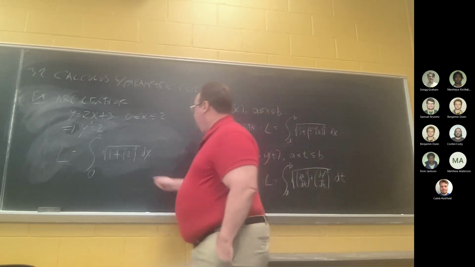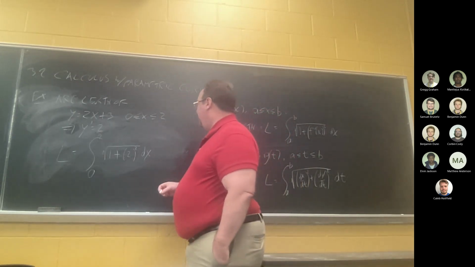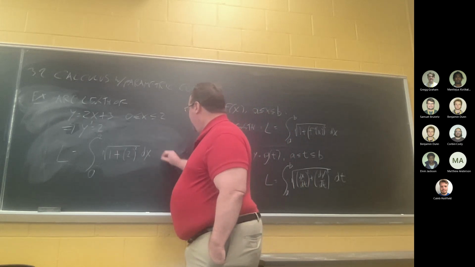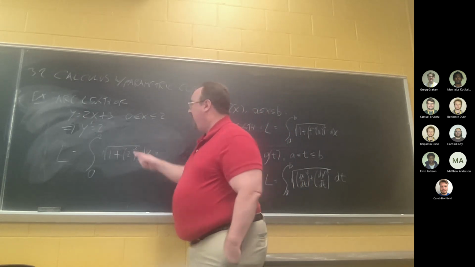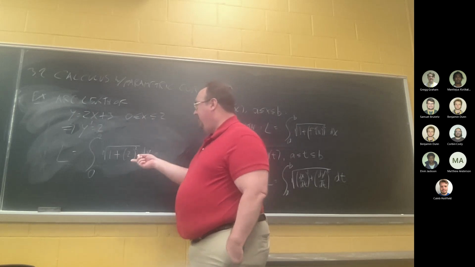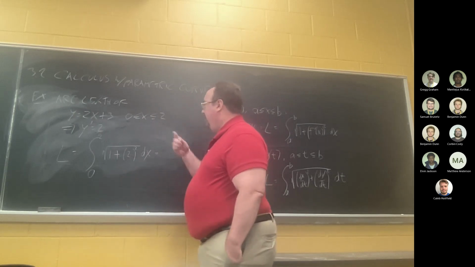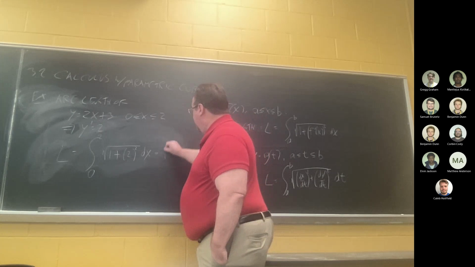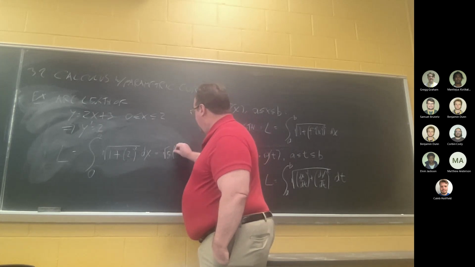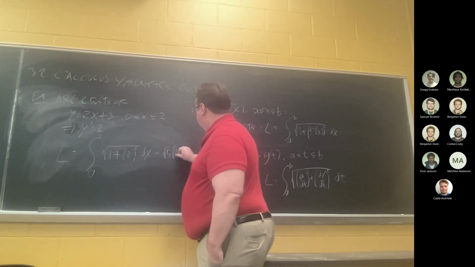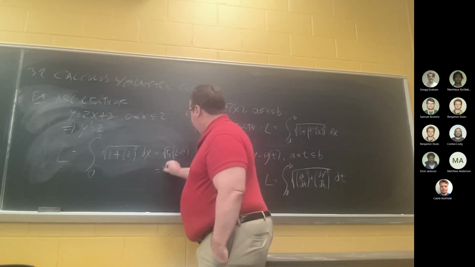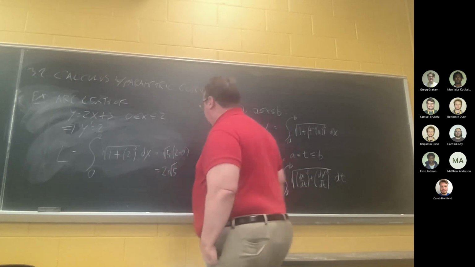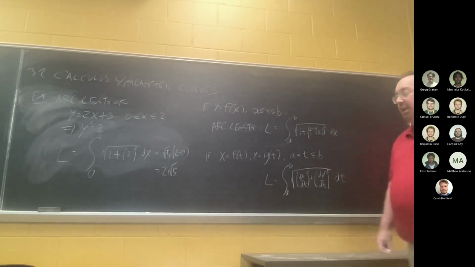So then your integrand is just a constant. When your integrand is a constant, and this is a definite integral, the value is just equal to that constant times the difference in the limits. So we get the arc length that way.